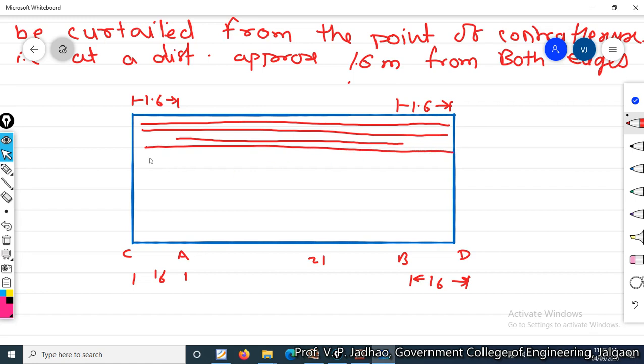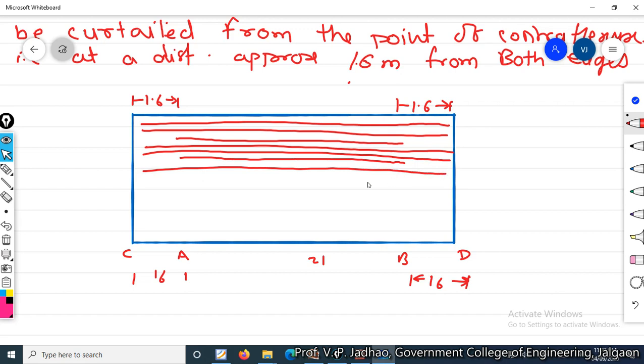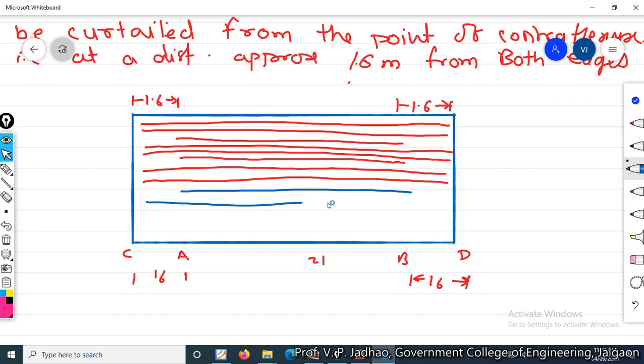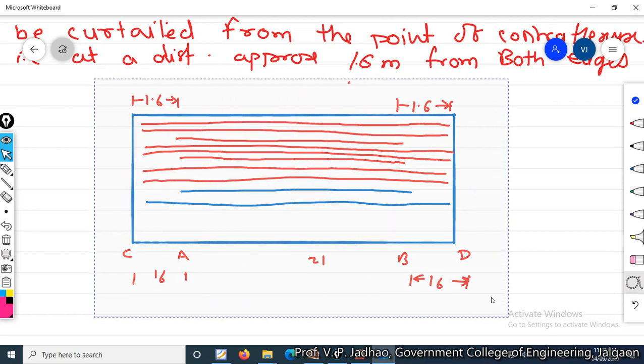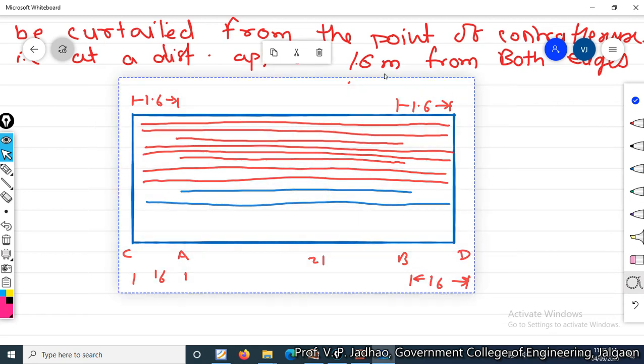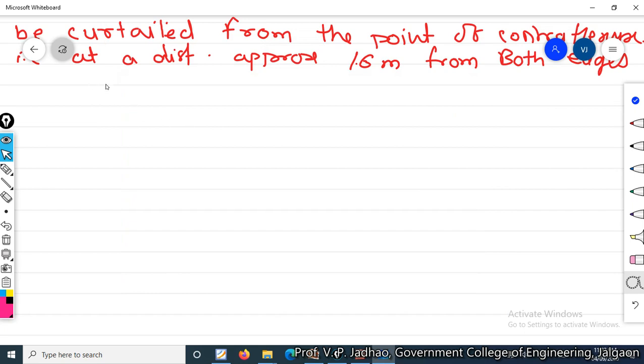We'll be providing some bars like this, again some bars like this, again we'll be curtailing one more bar. Okay, similarly at the same distance, again we'll be providing some steel reinforcement, again some steel reinforcement, again we will be curtailing one more bar. So this is how we have to curtail a total of 5 number of bars. So this is how we have to make the arrangement for top reinforcement. Okay, this is only in longitudinal direction. Still we haven't calculated the steel reinforcement in the transverse direction.